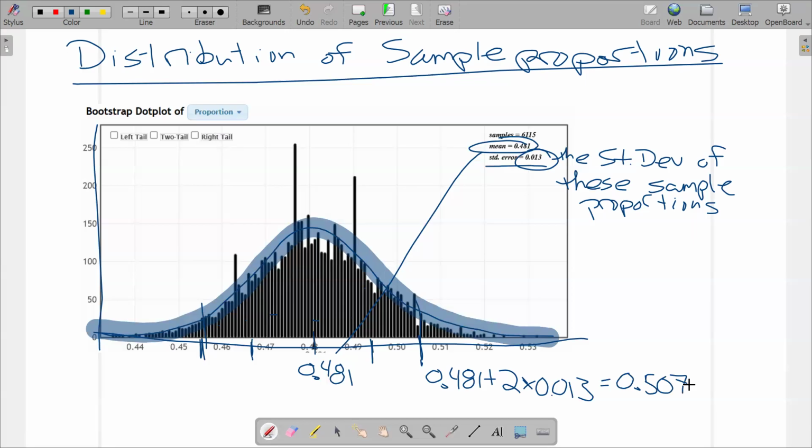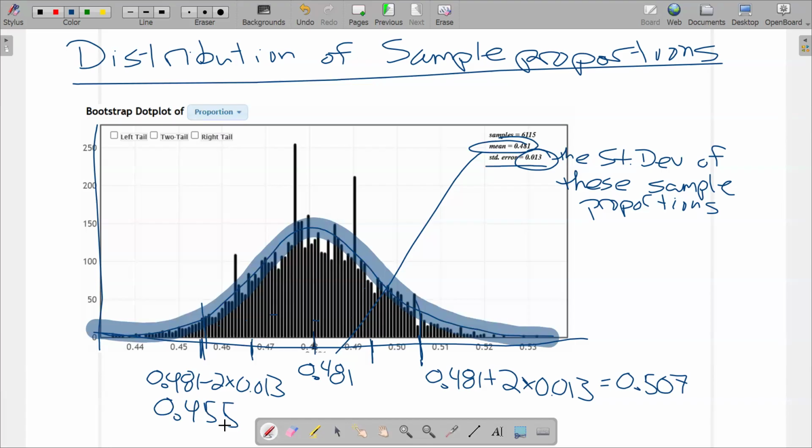Yep, thank you. And let's do that in the other direction. On this side, that would be 0.481 minus 2 standard deviations, or standard errors, 0.013. And that number is about 0.455. Yeah, okay. 0.455.